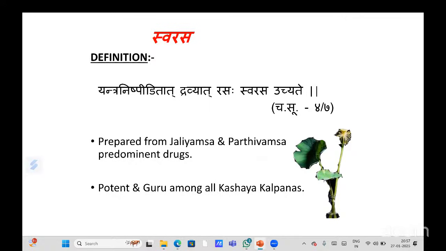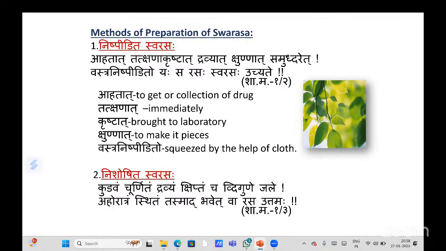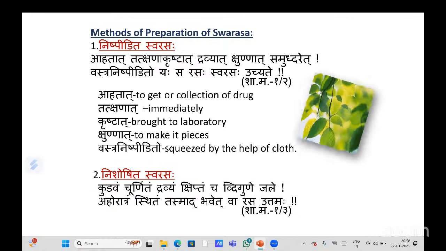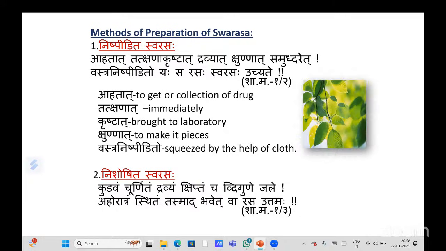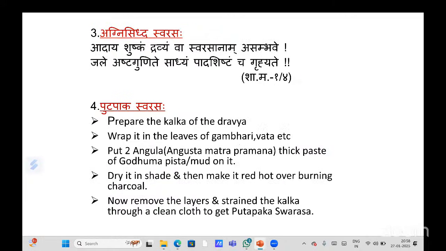Okay, then you have to write the definition of that one, like the definition of Swarasa: Yantra Nishpidita Dravyat Rasaha Swarasa Uchate. Better you should buy it, or we should go through the Sharangadhara's shlokas. Okay. So next you should write the method of preparation, individually. Here we have different types: Nishpidita Swarasa, Nishoshita Swarasa, Agnisiddha Swarasa and Putapaka Swarasa.